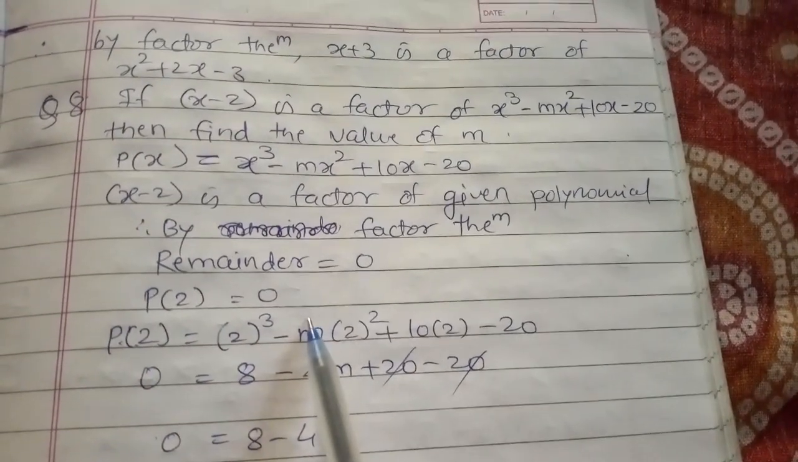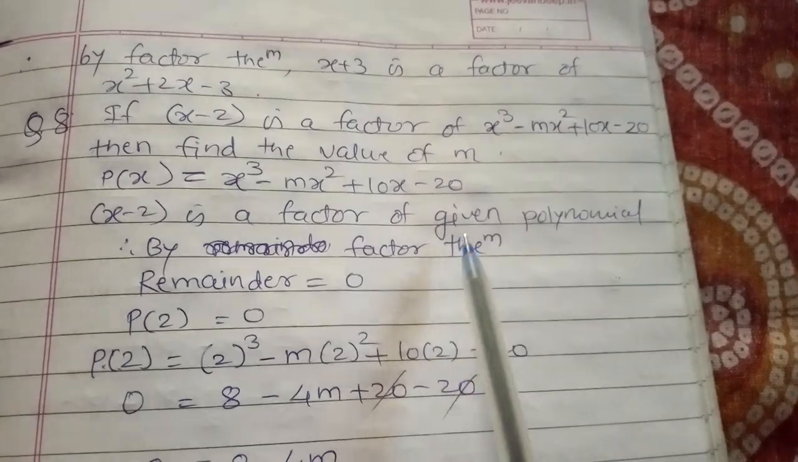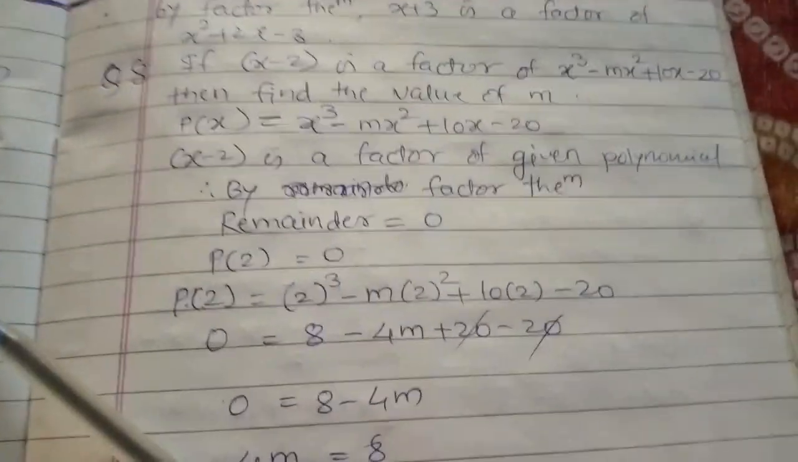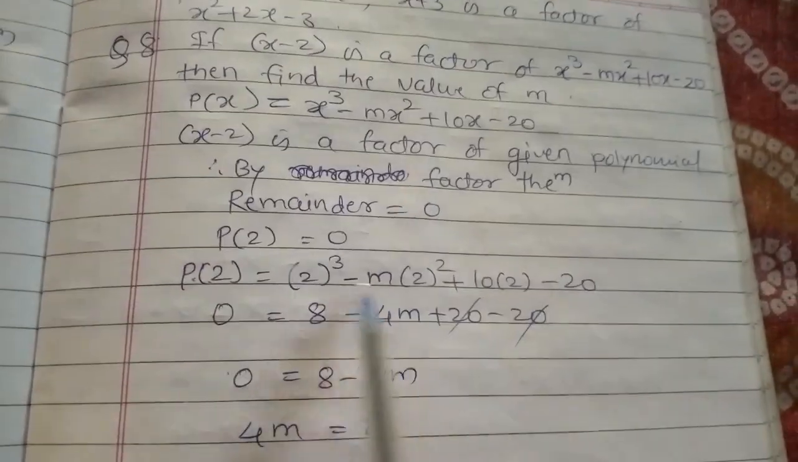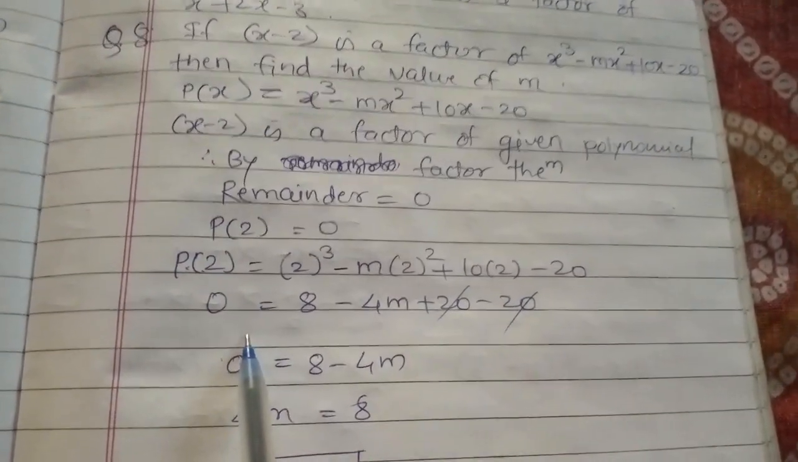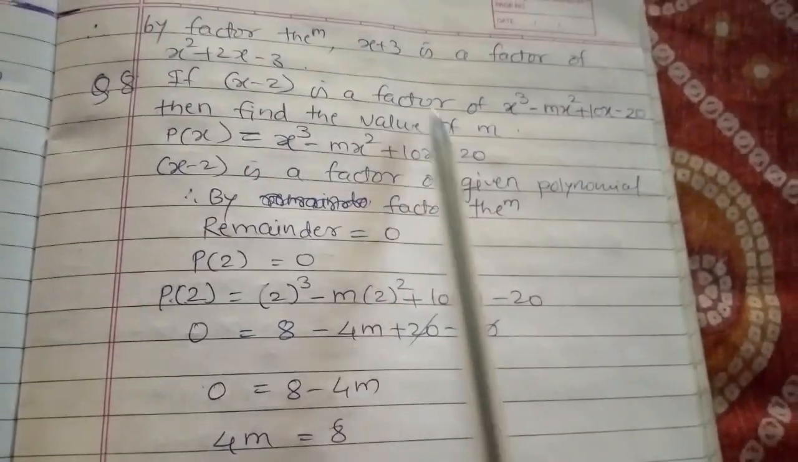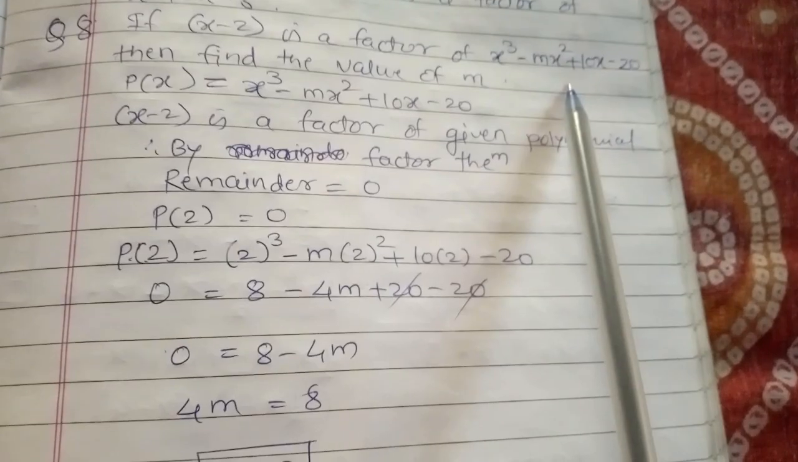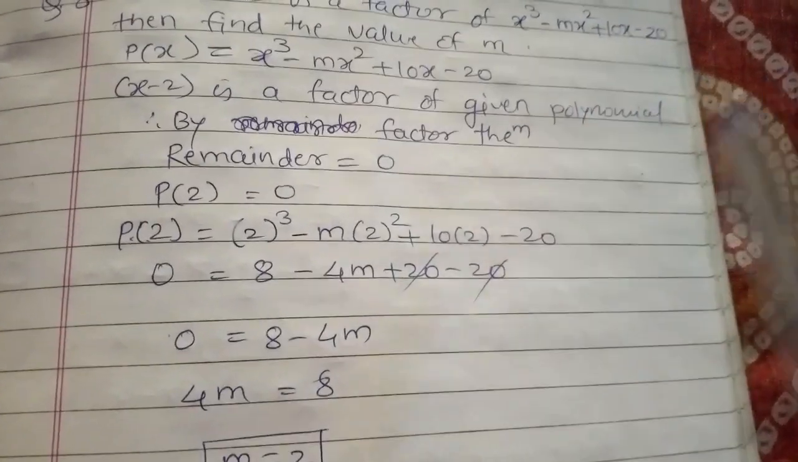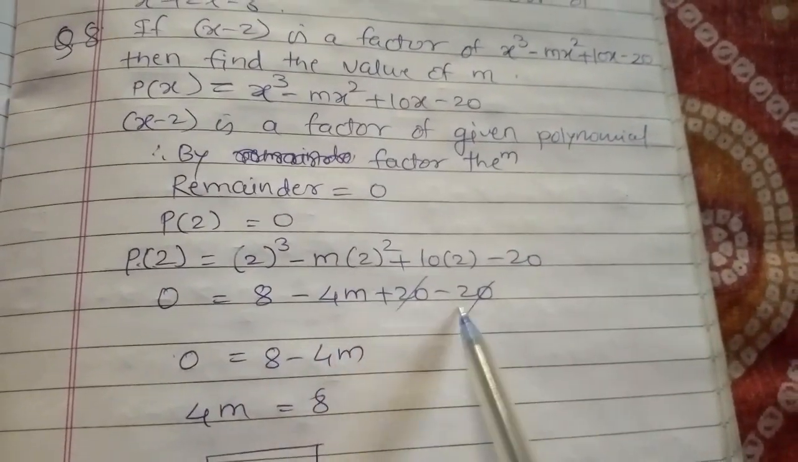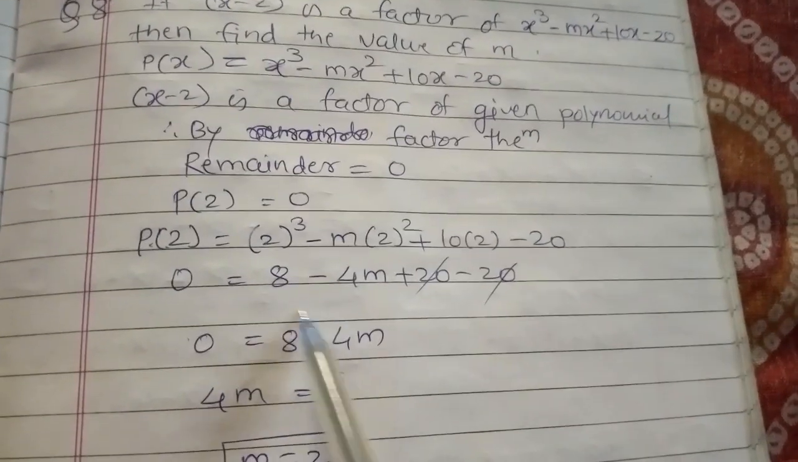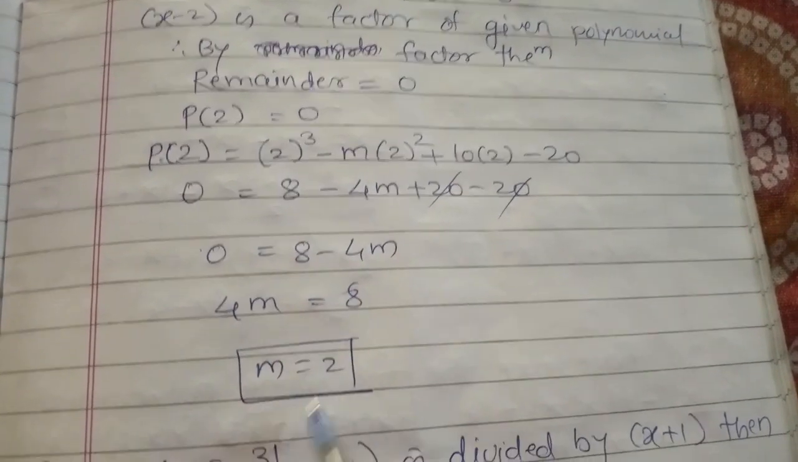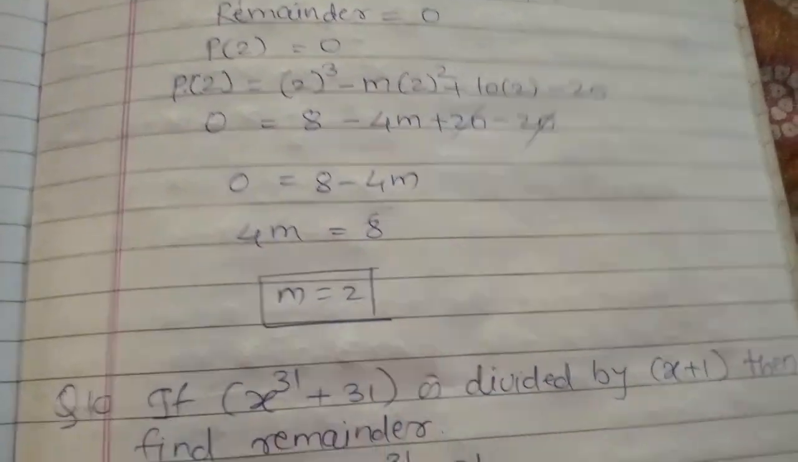The value of p of 2 we find this way: if it is a factor, then the remainder is 0. So p of 2 is 0, so we put this value in the given polynomial, x cube minus mx square plus 10x minus 20. Instead of writing x, we write 2, and by solving this we get 8 minus 4m equals 0, and by solving this we get m equals 2.